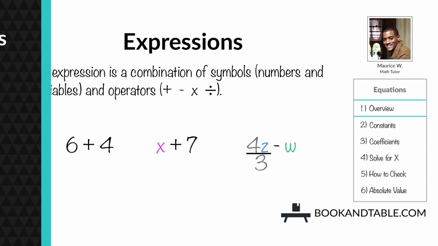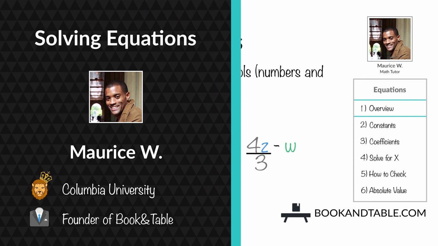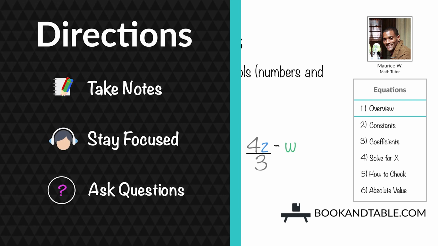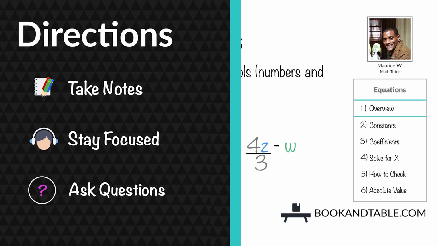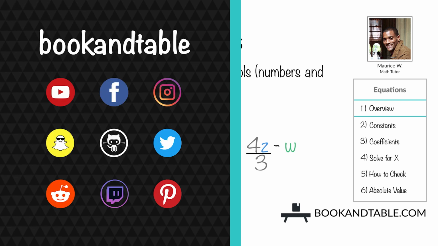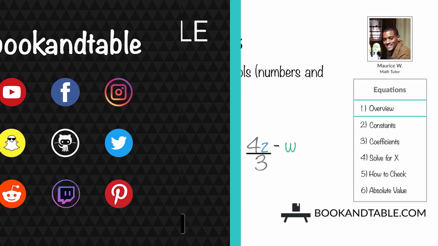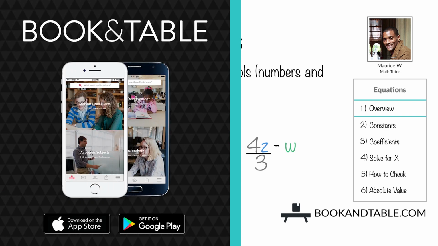I am your tutor, Maurice Wright, and in this chapter we are going to review how to solve equations. We'll kick things off by taking a look at the different components of an equation. We'll then discuss how to remove those components, which are the constants and coefficients, so that we can solve for a variable, such as x. And then we'll wrap things up by discussing how to check your answer for these equations and how to solve equations that include the absolute value signs.